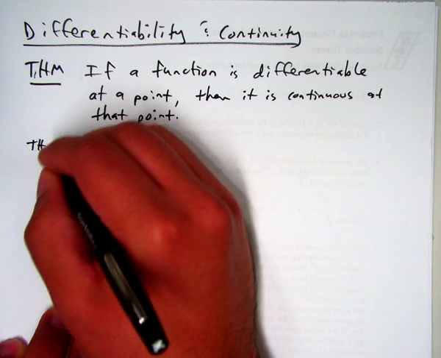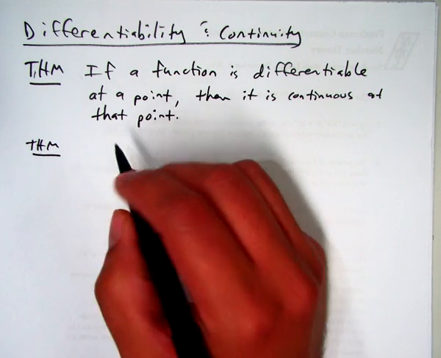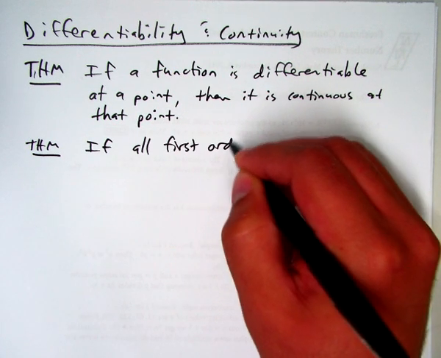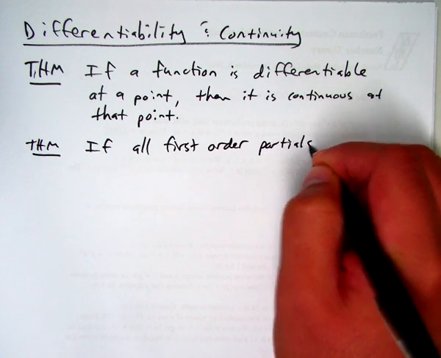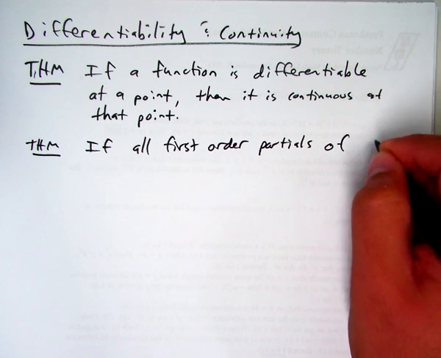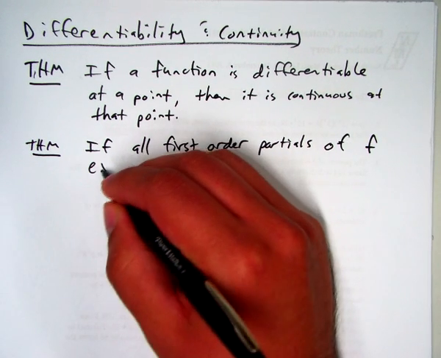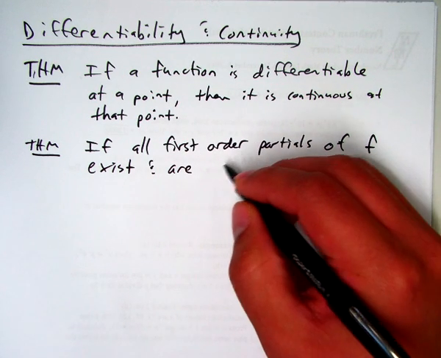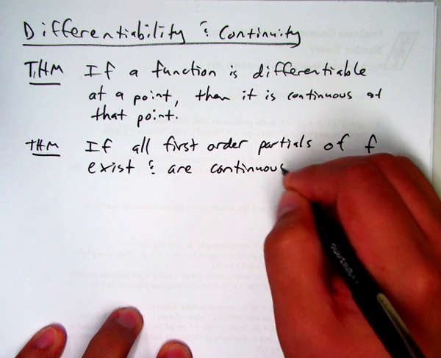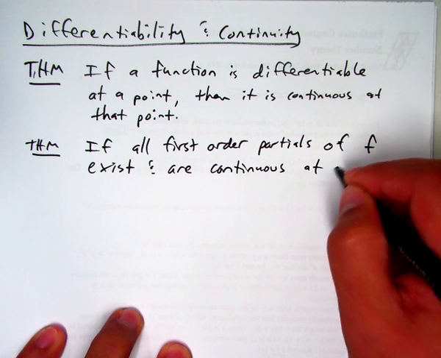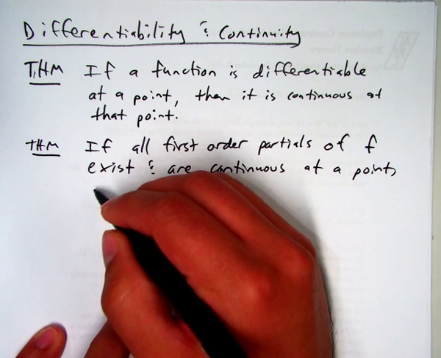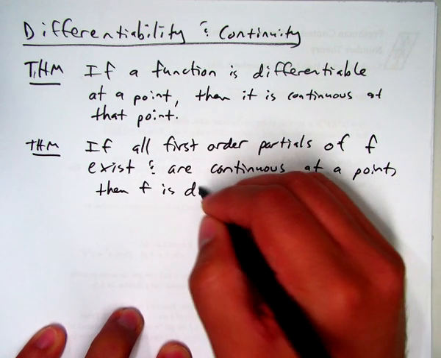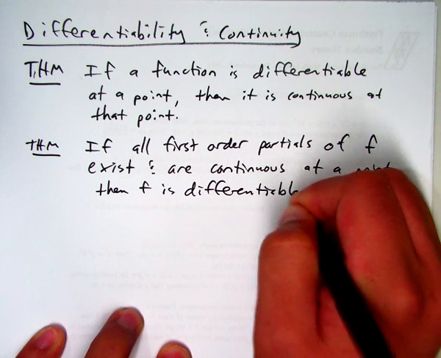Something that will help in addition to this one is that if all the first order partials of a function f, let's say, exist and are continuous at a point, then f is differentiable at that point.